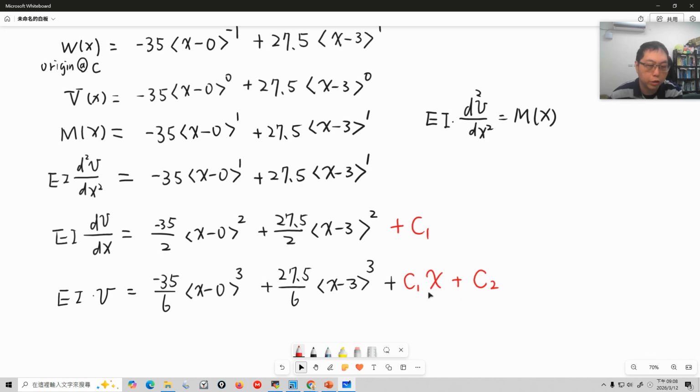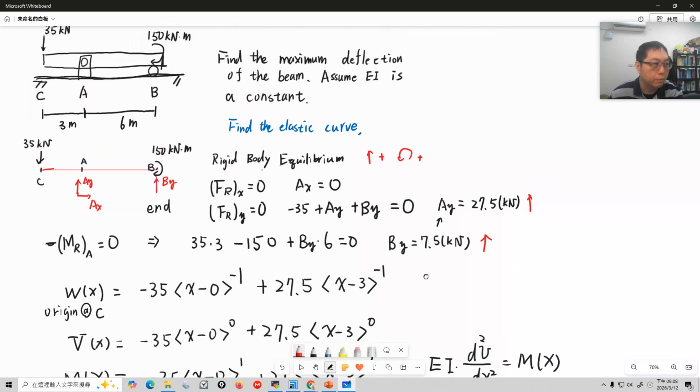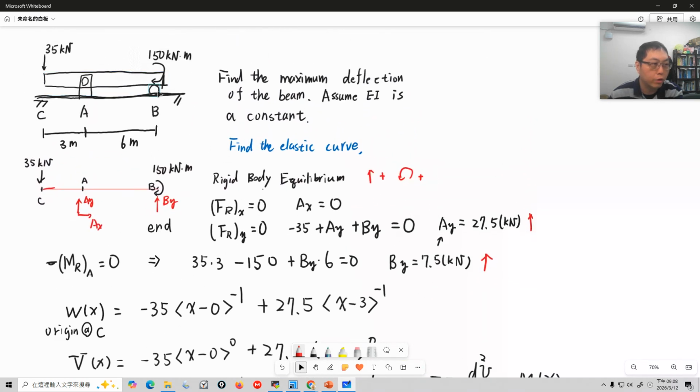And how to solve for C1 and C2? Use the boundary conditions. In the PowerPoint slide and previously I showed you, you can look at the PowerPoint. The boundary condition is that the displacement at the support is 0. So let's move back to the picture. The displacement at these two supports is 0, and the displacement at position A and position B is 0. That's a typical boundary condition.